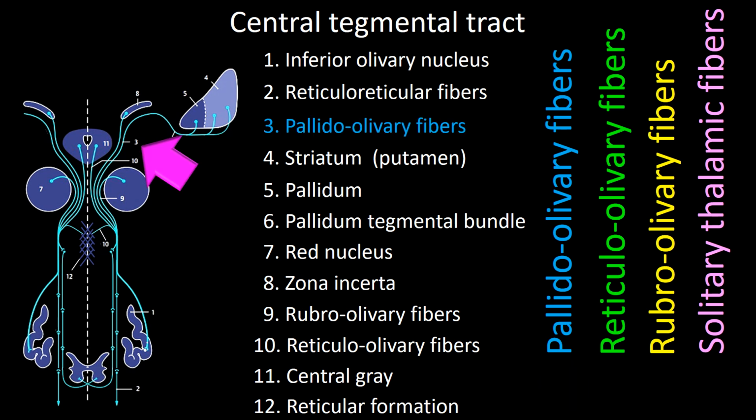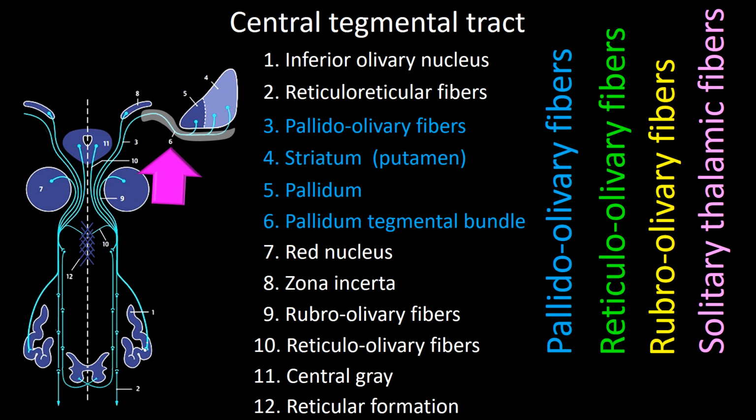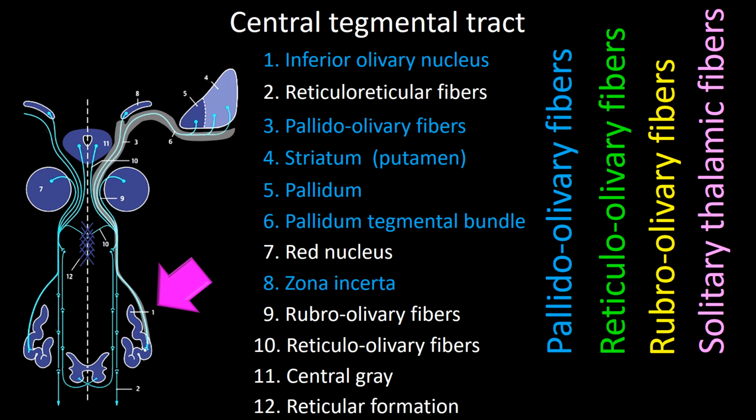The pallido-olivary fibers originate from the junction of fibers from the striatum and pallidum, which form the pallidum tegmental bundle, and join fibers from the zona incerta. These fibers, in their caudal progression, reach the mesencephalon and travel through it to the pons and upper medulla to reach the inferior olivary nucleus.